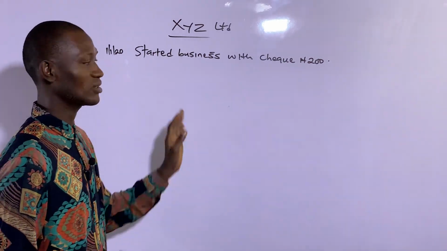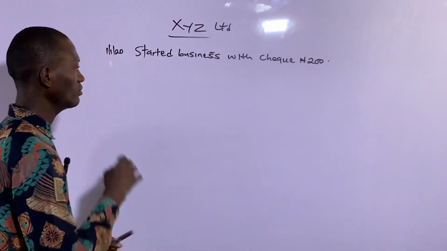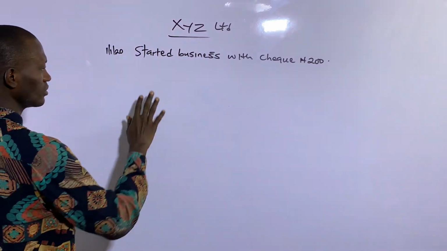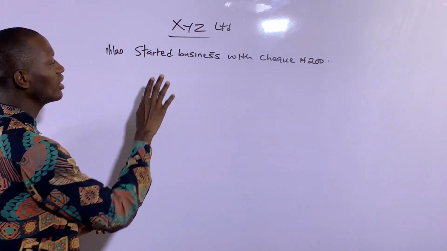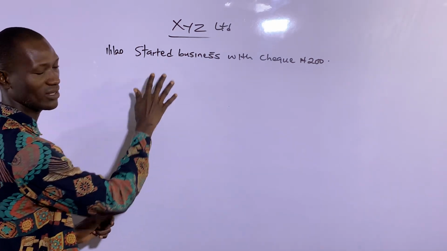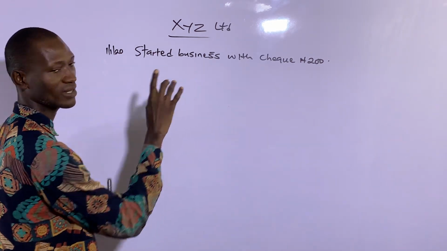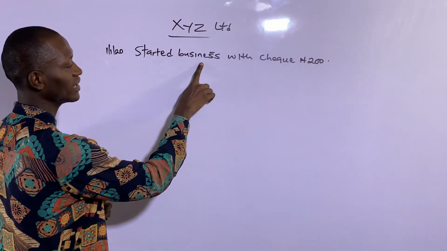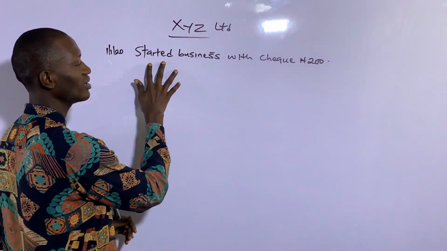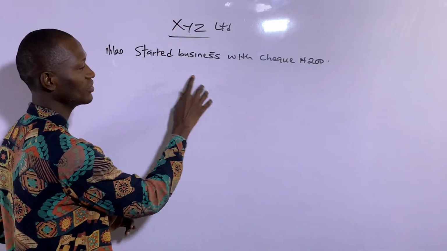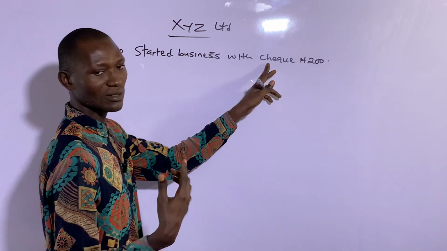Completing the double entry for this transaction means you debit one account and credit the other account. So let's begin. Started business with cash. Anytime you are given started business with something, I repeat, the first account you are going to open is the capital account. Then what the owner of the business starts the business with?